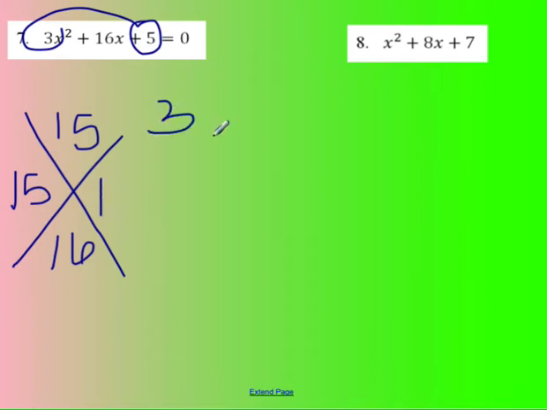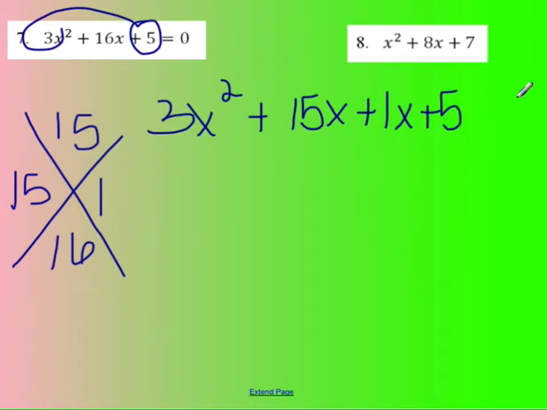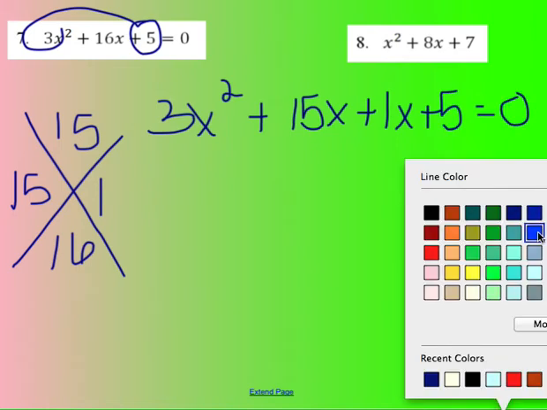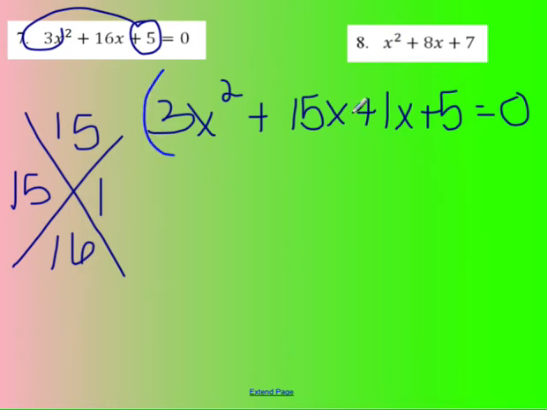I'm going to keep my first term the same as 3x squared. And then I'm going to split up 16x. Instead of writing 16x, I'm going to write 15x plus 1x, plus 5 is equal to 0. So now I'm ready to factor by grouping. So I'm going to make my two groups.